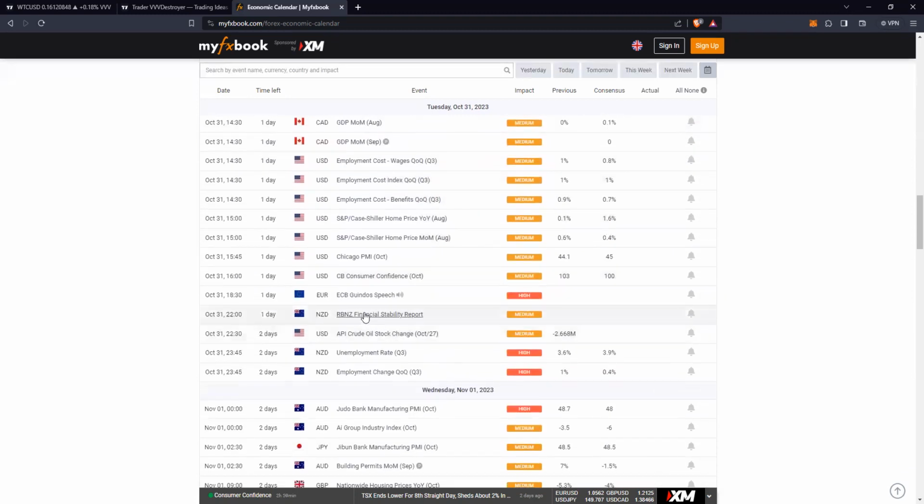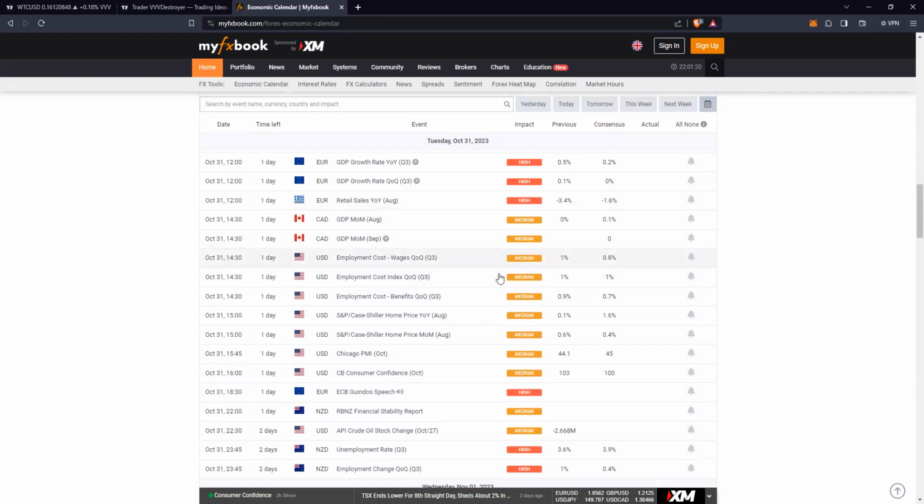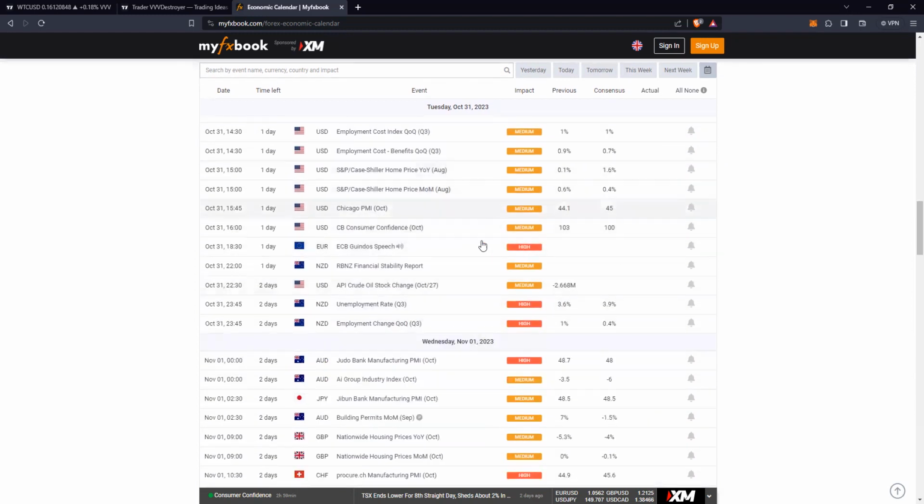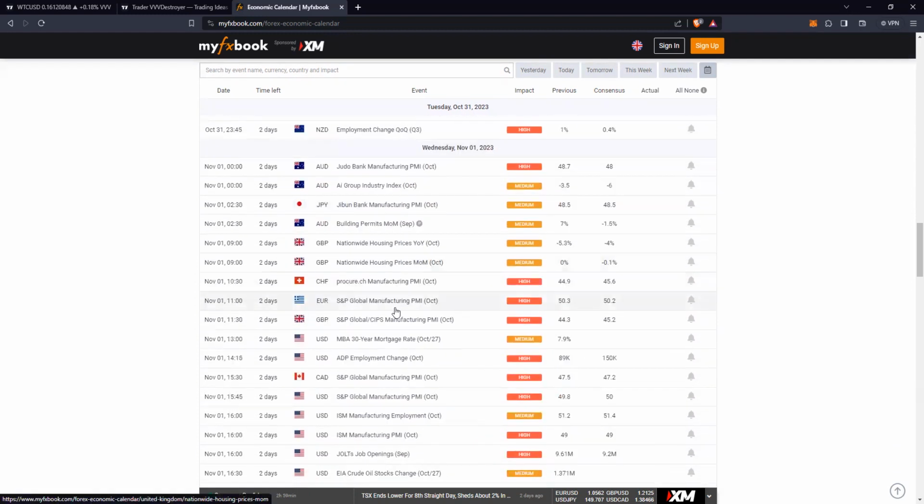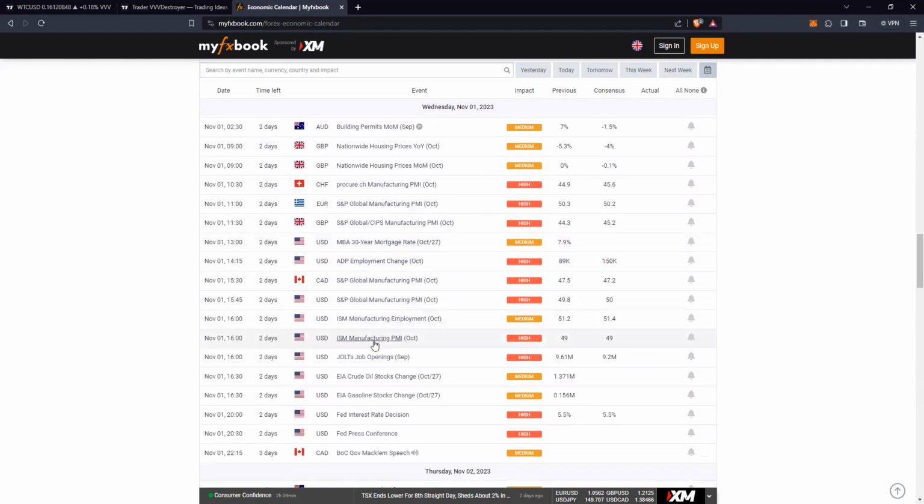After that, nothing really big at 14:30 actually, but a lot of medium news. This could have some effect on the market, a smaller effect. And after that, unemployment rate and unemployment change from the NZD. This could also definitely bring some liquidity in the market. Then Wednesday, the ADP, I think that's mostly the ADP. And after the ADP, ISM and S&P together and JOLTS together.